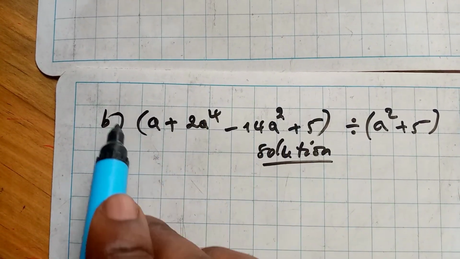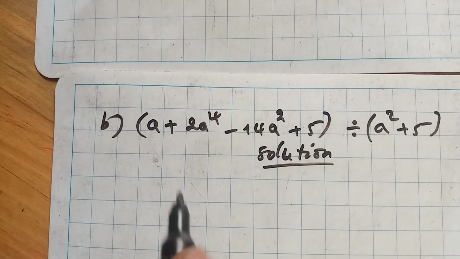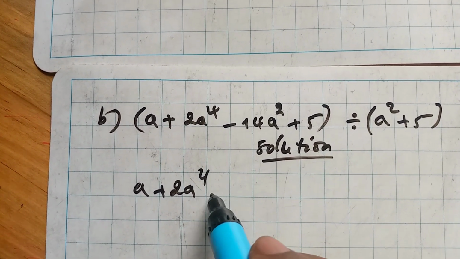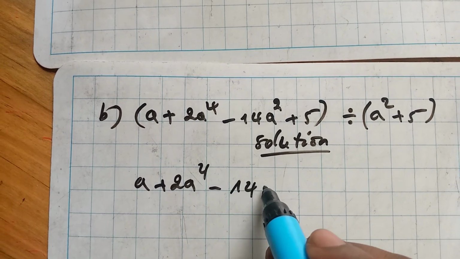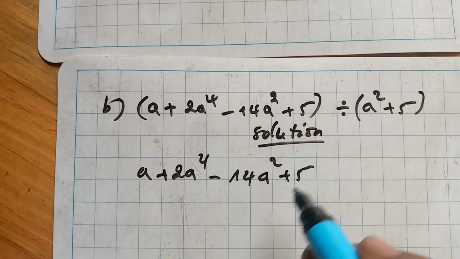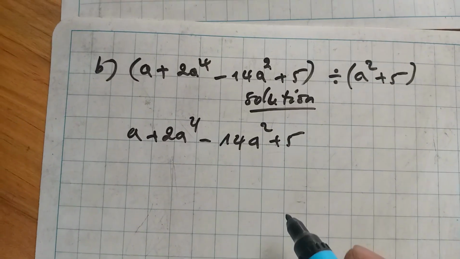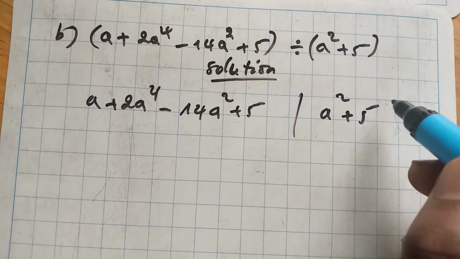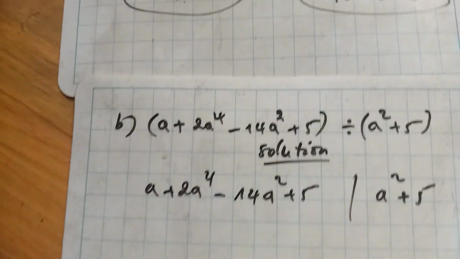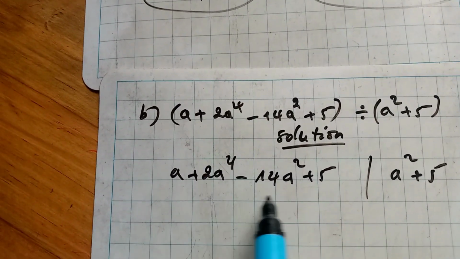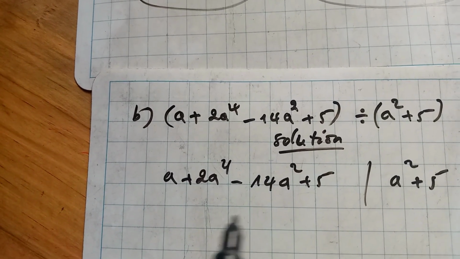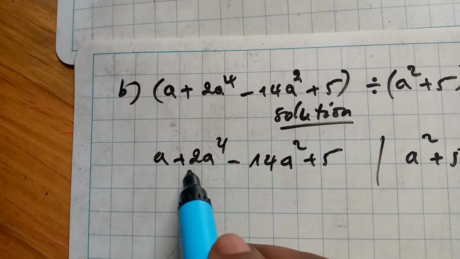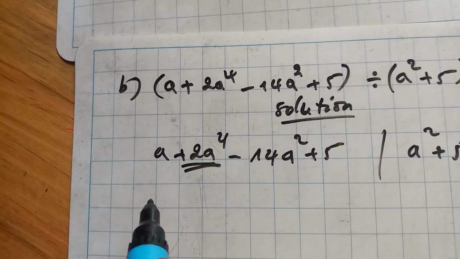let us arrange these terms before anything. We have plus 2a power 4 here. Then we have 14a squared plus 5. On the other side, you have a squared plus 5, right? So we have to arrange those by starting from the highest power to the lowest power. So plus 2a power 4 is the highest power to have.